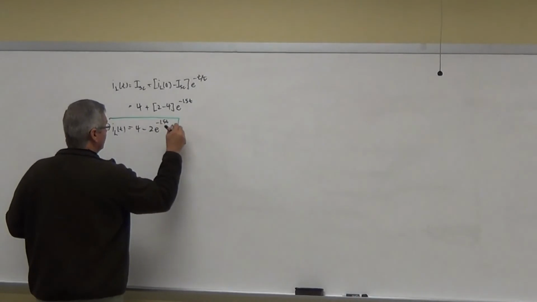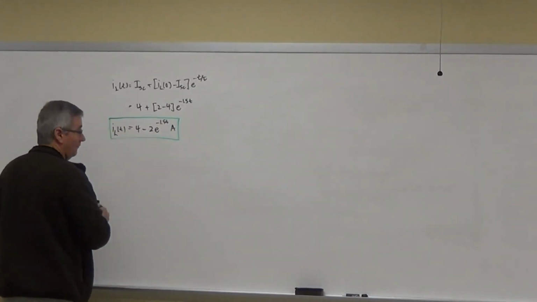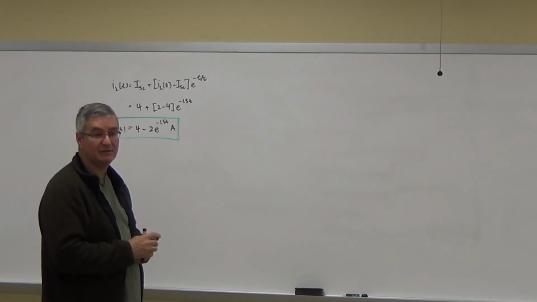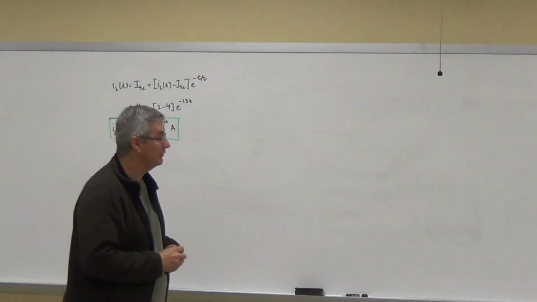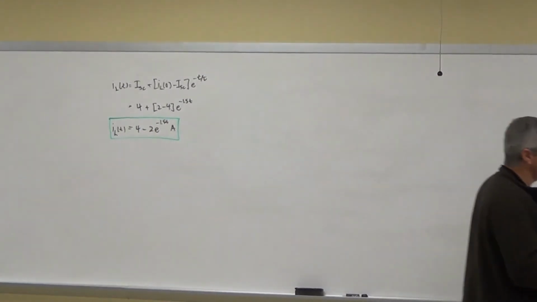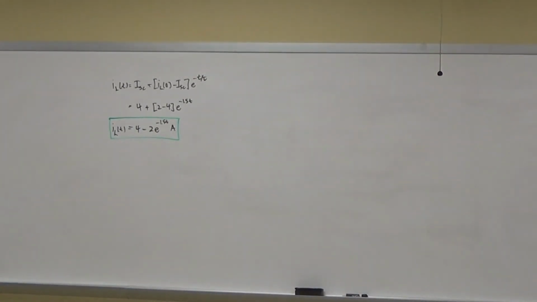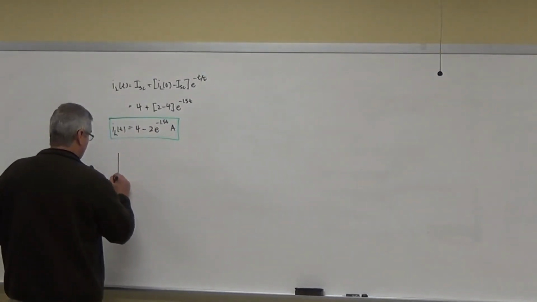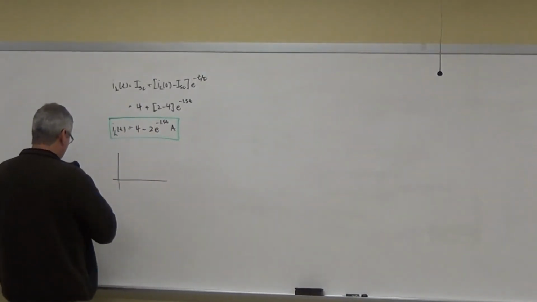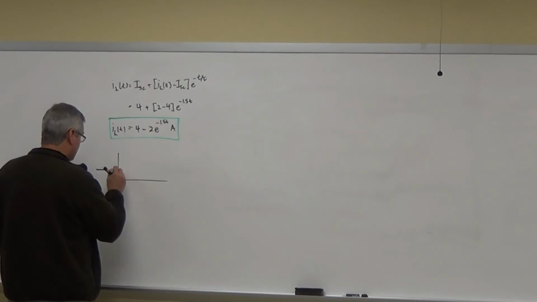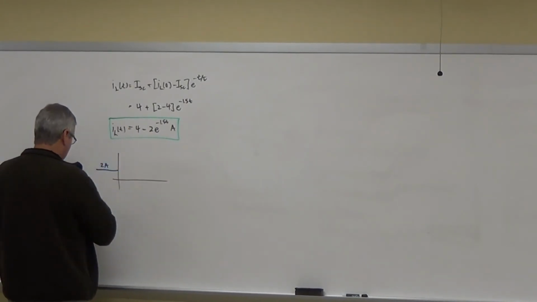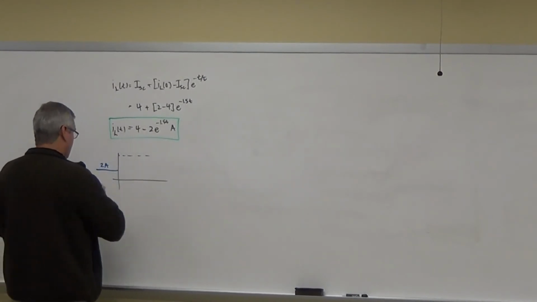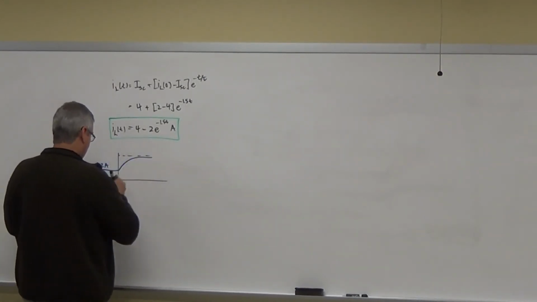Now, does this make sense here? Well, we see that the inductor must be increasing in current. We're clearly seeing that it's going from 2 amps to 4 amps. If I was to plot this guy, he's coming in at 2 amps, and then it increases in current up to 4 amps.